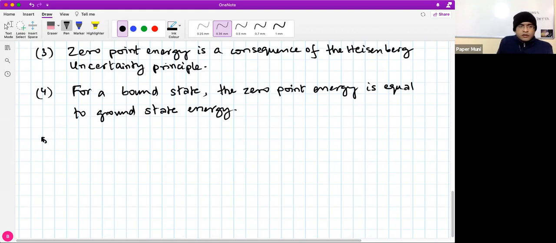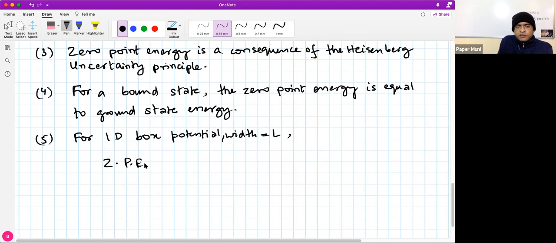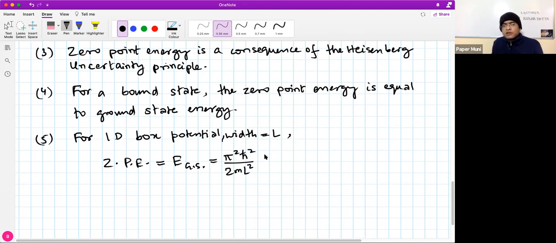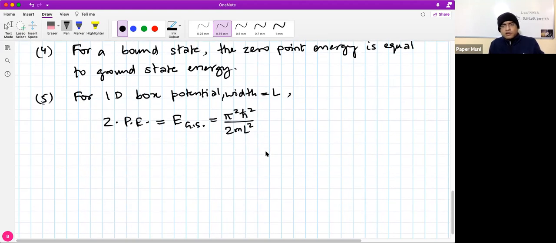Now if we see the different potentials which we discussed, for a 1D box potential of width L, what is the zero point energy, ZPE? It is equal to the energy of the ground state, which is pi square h cut square by 2 m L square. Now this changes with the width. We know that the energy value changes with the width, right? So you have to make sure what the width is to calculate the zero point energy.